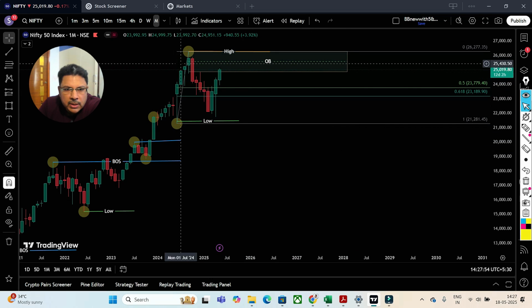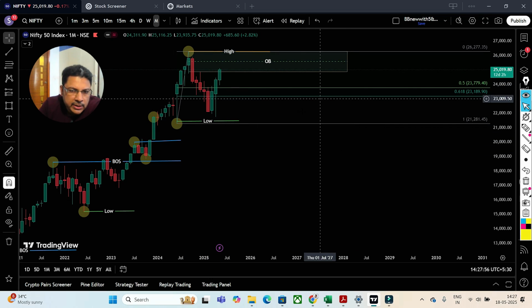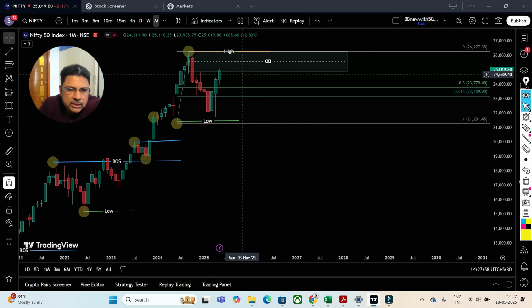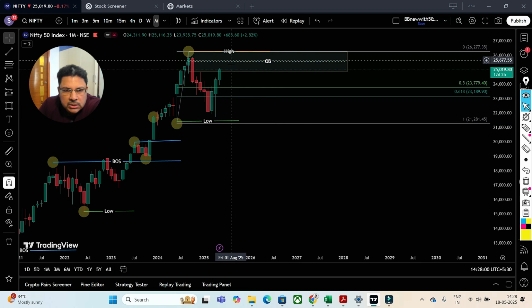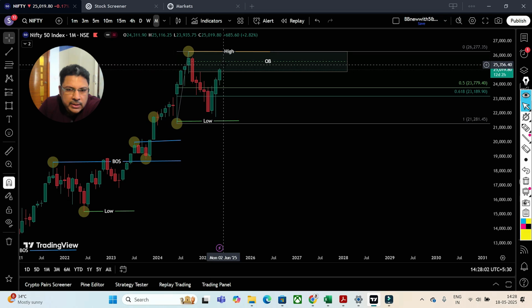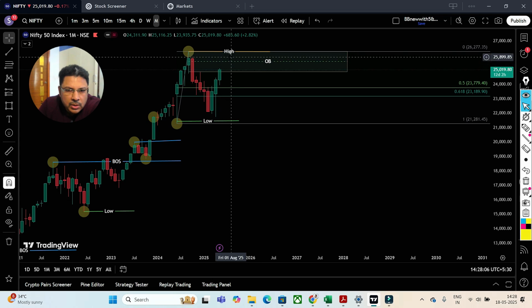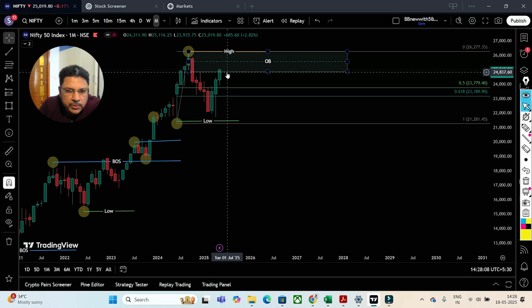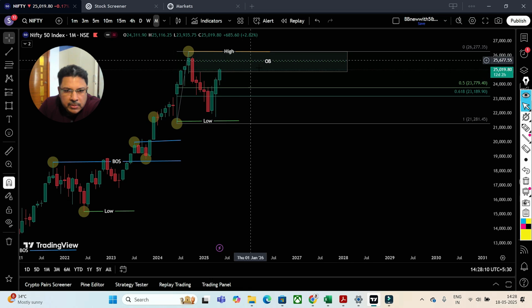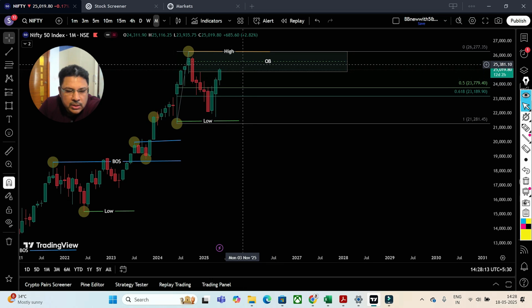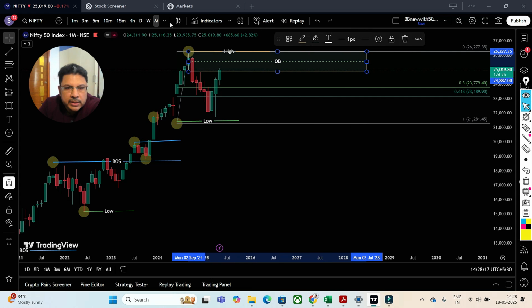So where is the market? The market is right in the order block right now. So you can expect a certain kind of rejection this month in this. Either it can touch the 50% of this value and then reject, or it can reject directly on the open and come down, and maybe by the end of the month it can go a little higher. So this is what Nifty is saying at a higher time frame level.